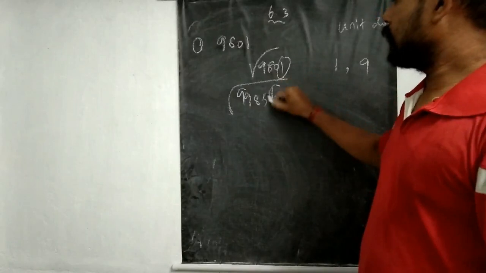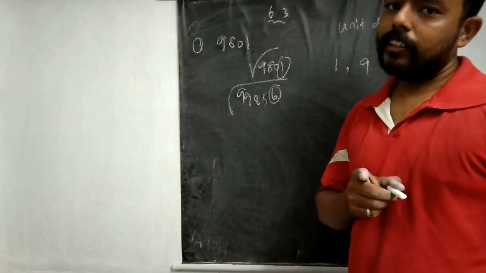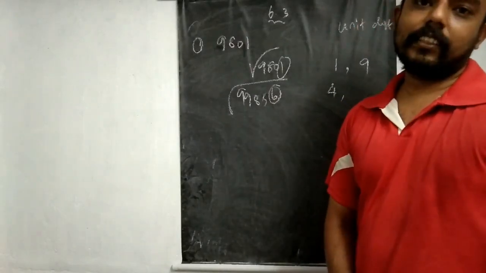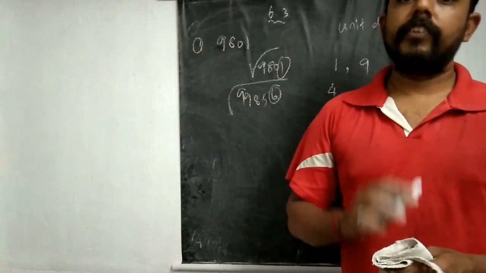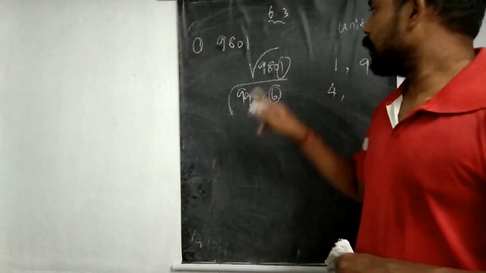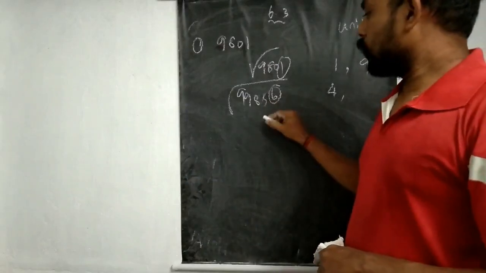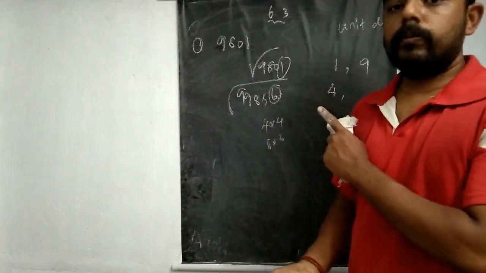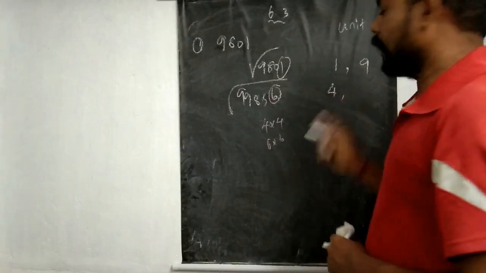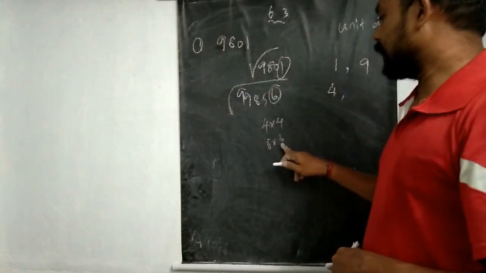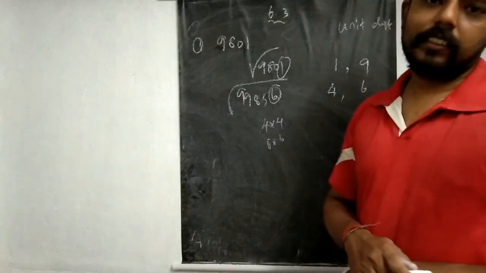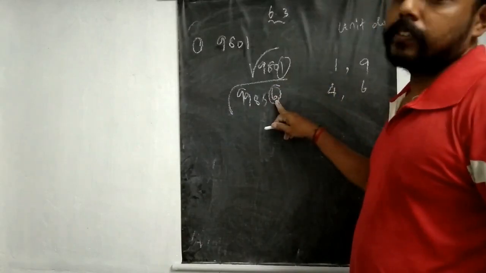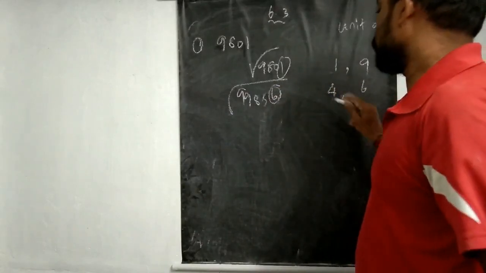Next, 99856. Here the unit digit is 6. We already know that 4 4s are 16, so 4 is also possible. 6 6s are 36, so 6 is also possible. I am just giving a number; if you are going to find the square root, the possibilities are 4 and 6. So 4 4s are 16 and 6 6s are 36. So 1 means 1 and 9 possible, 6 means 4 and 6 possible.